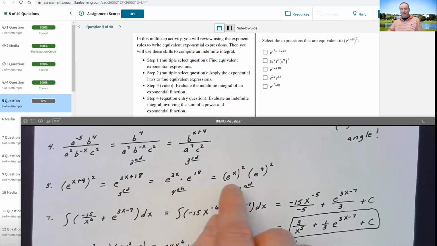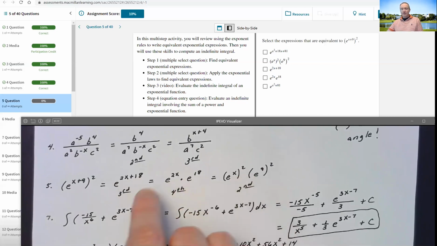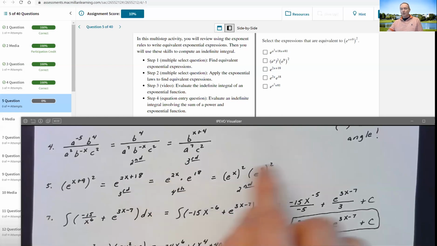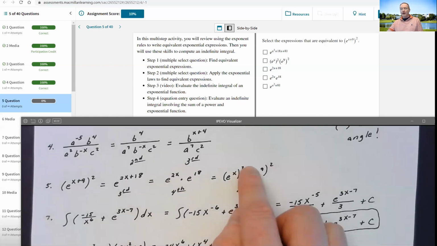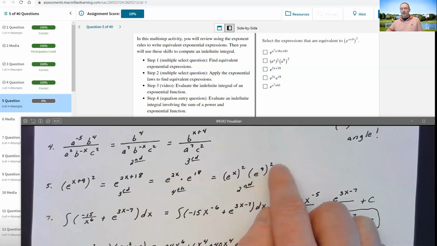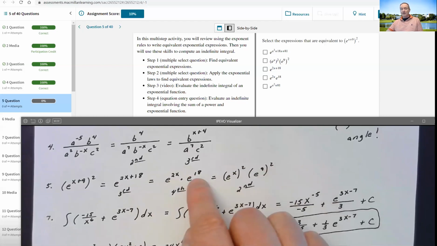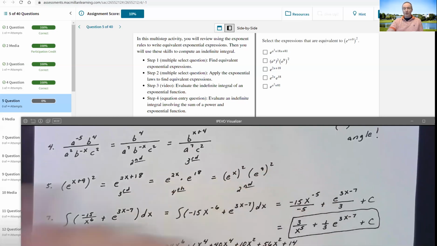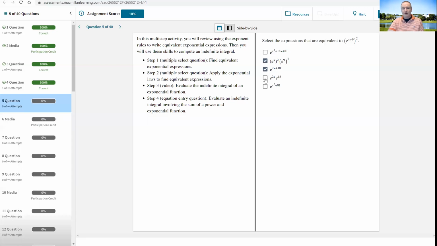And then I was thinking, how else could we rewrite that? Their second choice is correct because e to the 2x is the same thing as e to the x raised to the second. Remember, power to power, you multiply. So you'd say that's the same thing as this. And then e to the 9th raised to the second is the same thing as e to the 18th. So I can say the second, third, and fourth choice here are all correct. Second, third, and fourth. Why is the first choice wrong?